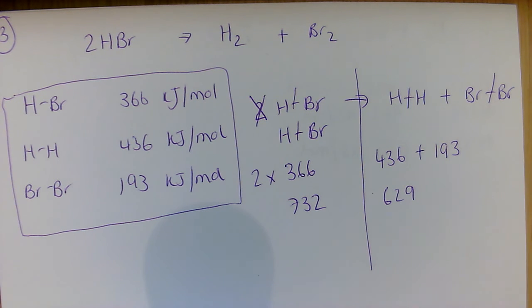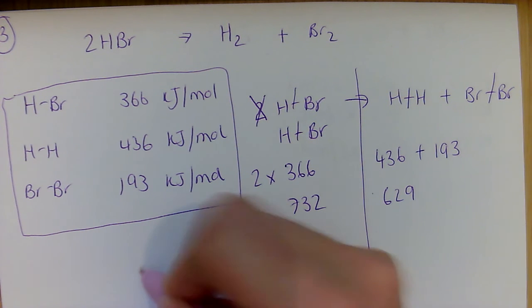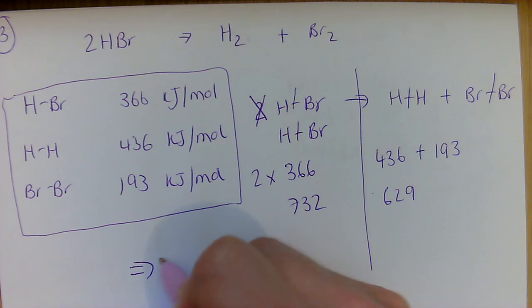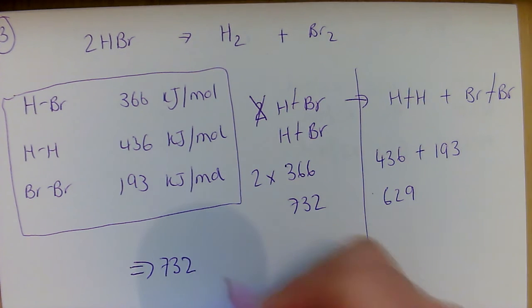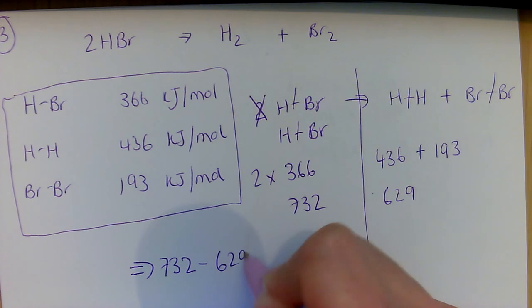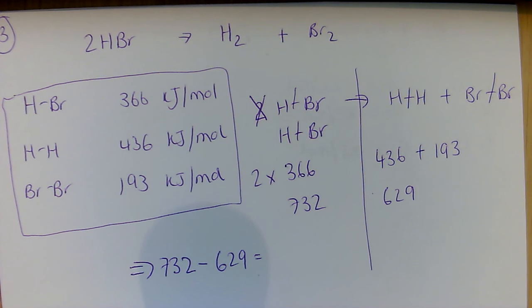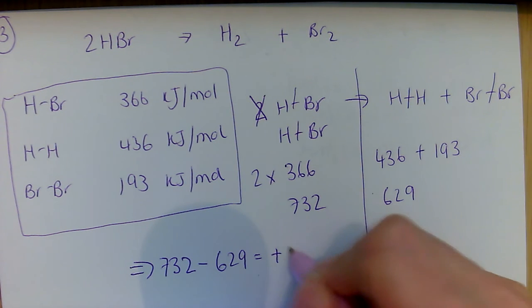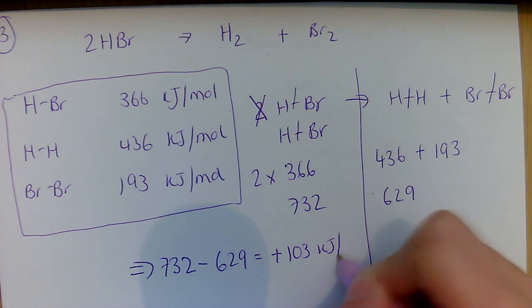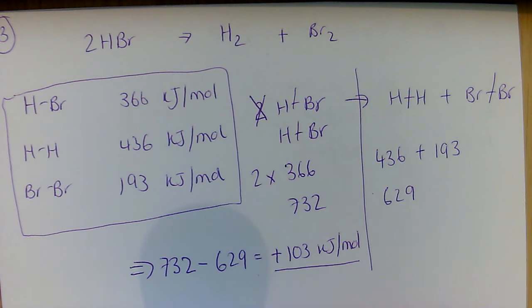Now, unlike the previous two calculations, I can see that straight away the endothermic side is a larger value, so I can see that this process is going to be endothermic overall, and I just need to prove that to get an overall value. So I'm going to do the same again, 732, my left hand side number, minus my right hand side number. And I get plus 103 kilojoules per mole.